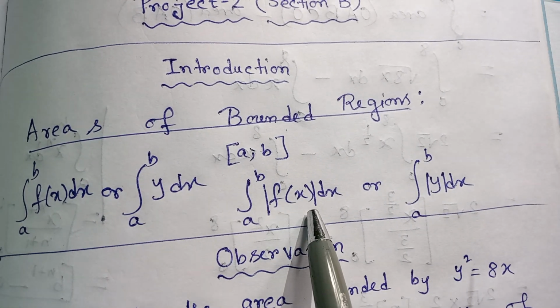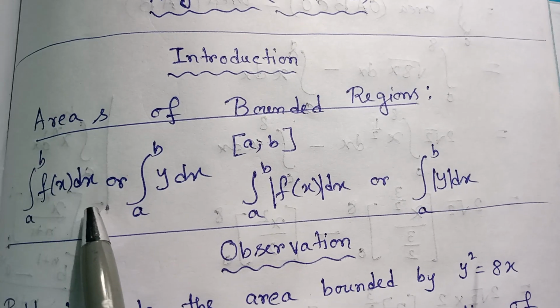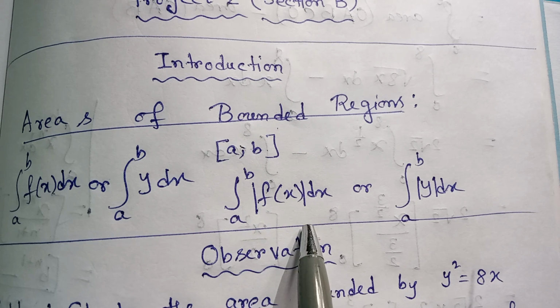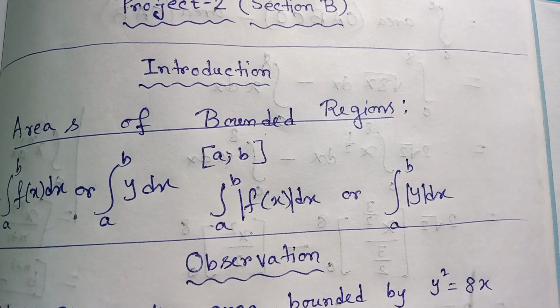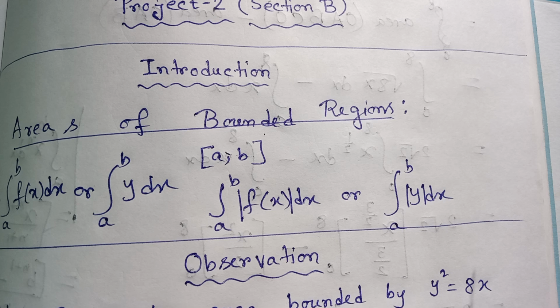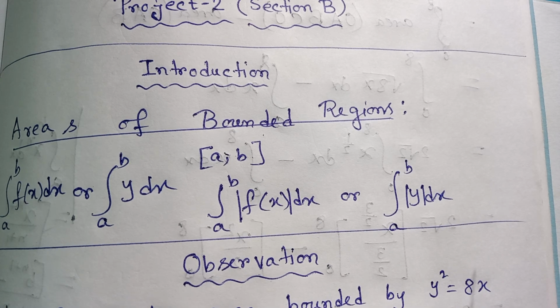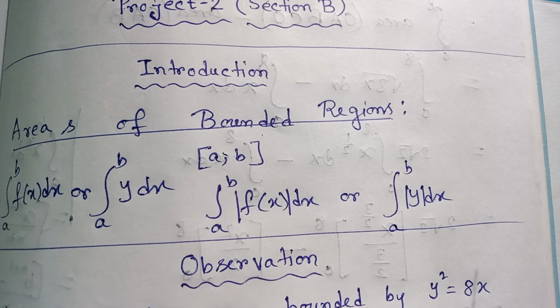Why have we used mod here? Because for the previous case the function was given non-negative, but here the function value may be negative. So we know that the area is a positive quantity, it has only magnitude. Area must not be negative. That's why we have to put the mod sign. Okay. Next you write: here we want to find the area bounded by the parabola and an oblique line.